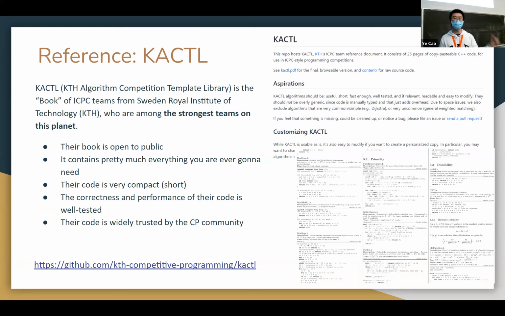Their book is open to public. It contains pretty much everything you are going to need. Their code is very compact, aka short, easy to type up, and the correctness and the performance of their code is well tested. And their code is widely trusted by the ICPC community. So whenever you want to code for a specific algorithm purpose, instead of searching like a drunken goose on the internet, KACTL should be your go-to place.